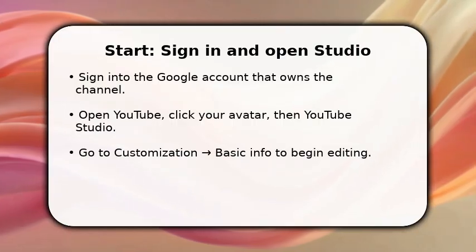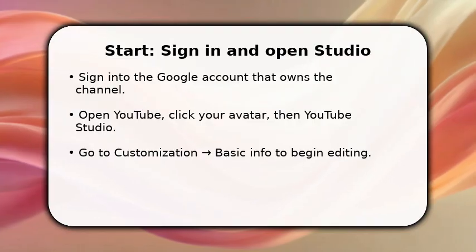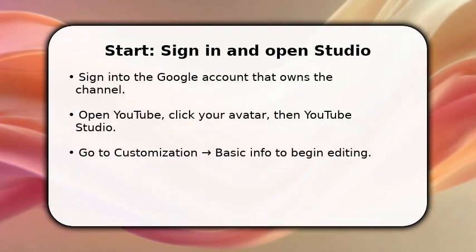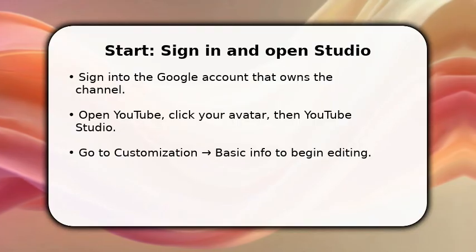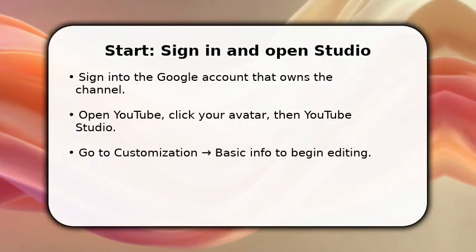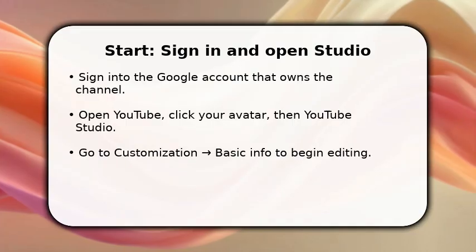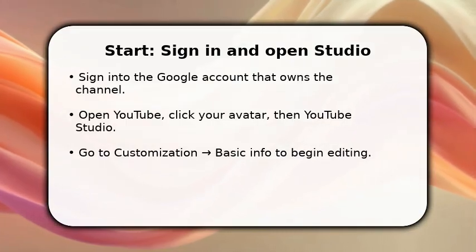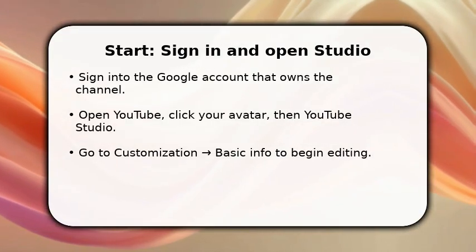You're signed in. Now go straight to YouTube Studio so you can change the visible channel name. Once there, click Customize and switch to the Basic Info tab. You need channel ownership or manager access. If you don't have it, ask the owner to grant permissions.